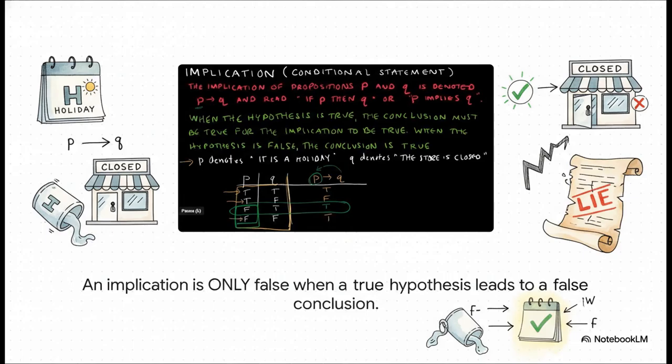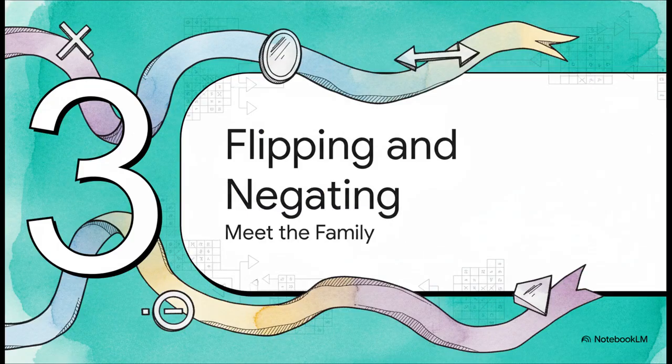And here's that weird part I was talking about, when P is false. If it's not a holiday, who cares if the store is open or closed? The original promise was only about what happens on a holiday, so the promise hasn't been broken. Here's your key takeaway: a false premise can never, ever break the promise. Write that down.